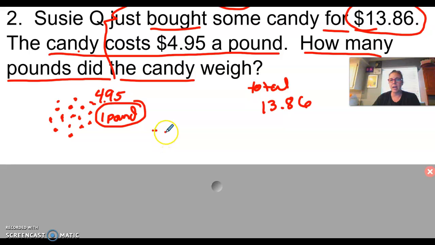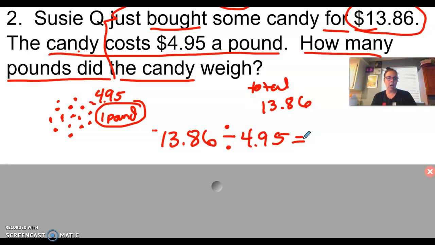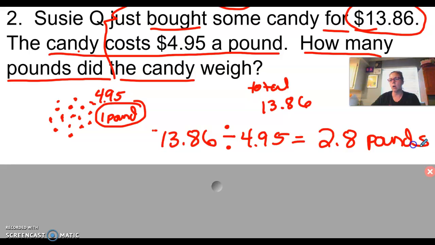We got to divide up. So we have $13.86. We're going to divide that by $4.95. It's not always the bigger number, like you may have learned in elementary. So remember, you put in the $13.86 first, and you should get 2.8 pounds. Make sure you label so you know what it is. If you don't remember, go back up to your question. It says, how many pounds did the candy weigh? So that's how you know what it is. Okay?